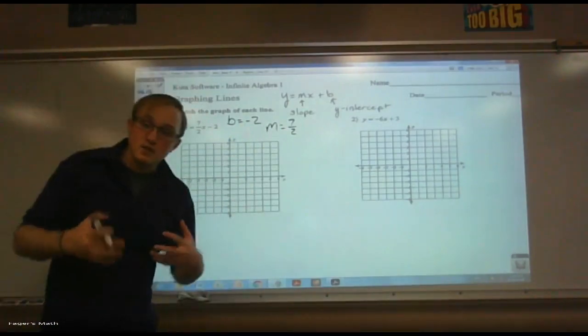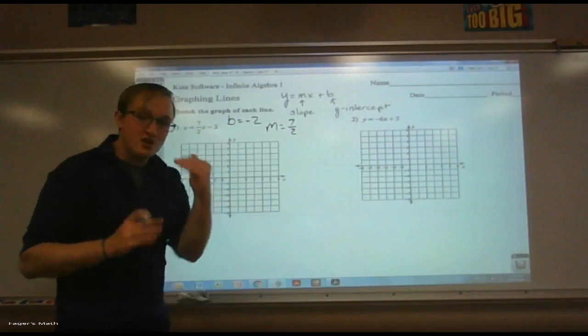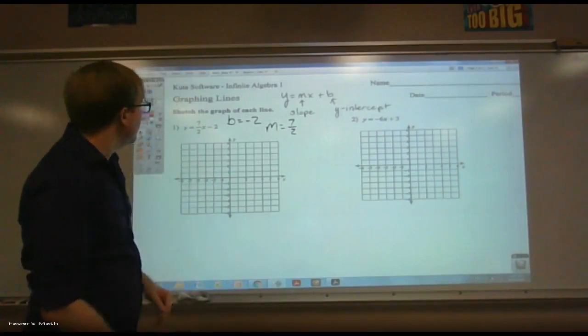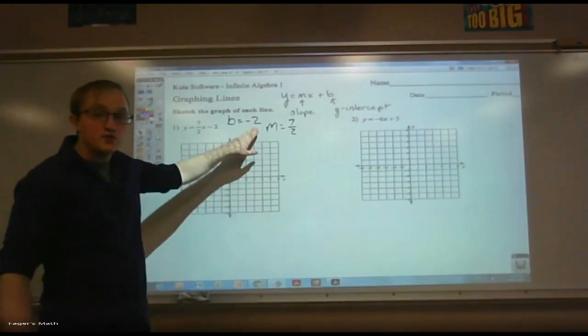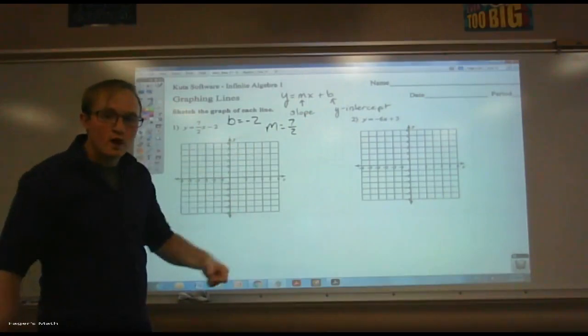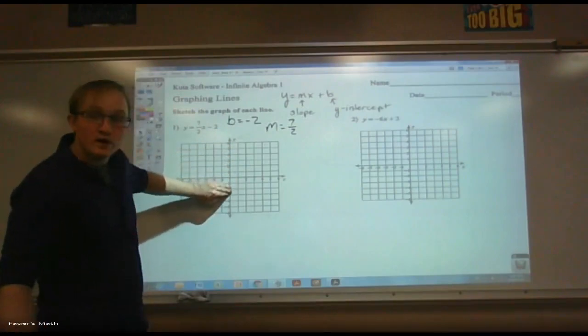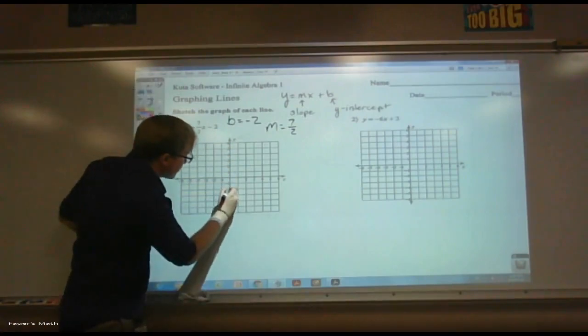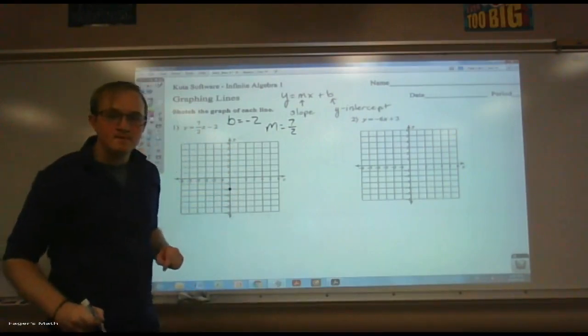Now there's a reason I say that the y-intercept is our starting point. Let's go there. Let's plot that point. B equals -2. Where do I plot that? I plot that on the y-axis. Y-intercept, y-axis. Find the y-intercept. Where's -2 at? It's down here, right?